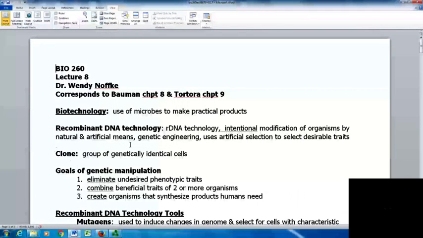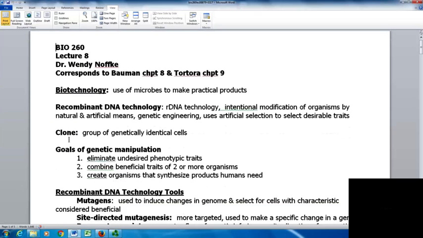This is Microbiology Lecture 8. This is going to be on biotechnology. This chapter corresponds to the Bauman Chapter 8 and the Tortora Chapter 9 in the text. So biotechnology is just the use of microbes to make practical products. This can be good or this can be used for bad things.